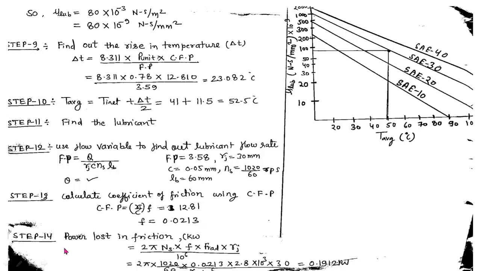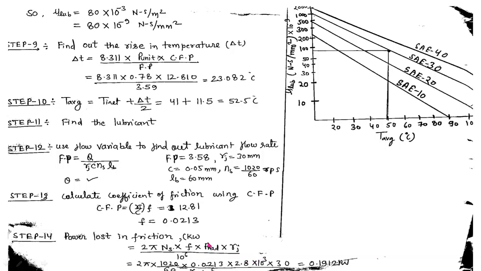So once the value of the coefficient of friction is calculated, we have to go to step number 14. In step number 14, we have to calculate the power lost in friction. So how will we calculate the power lost in friction? By using this formula. In this formula, Ns is the speed of the journal in revolution per second, and it is 1020 divided by 60, and F is the coefficient of friction, which can be taken as 0.0213 from step number 13, and F radial is the radial load, which is already given to us in the question.